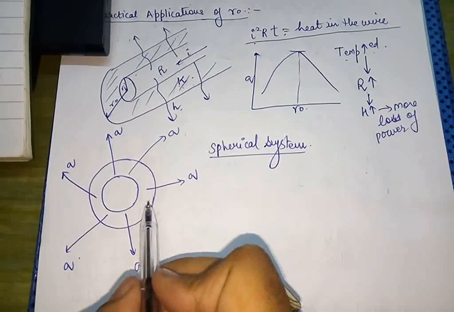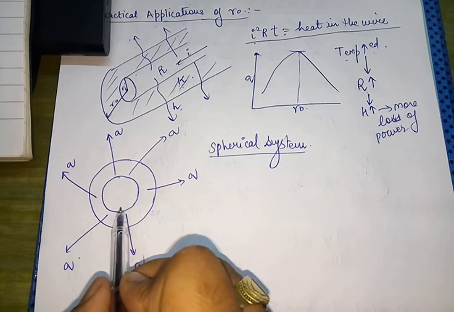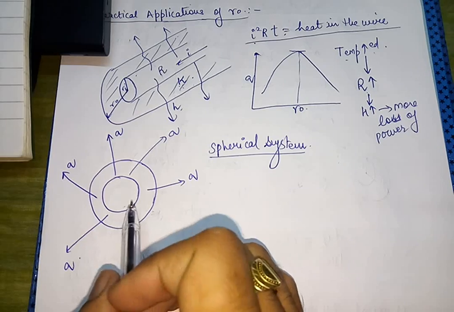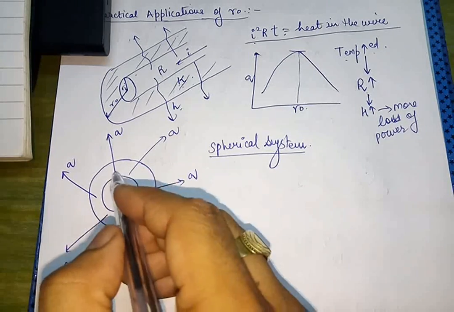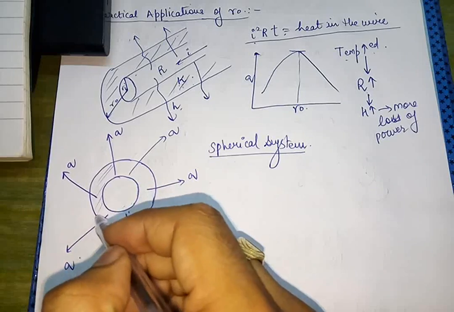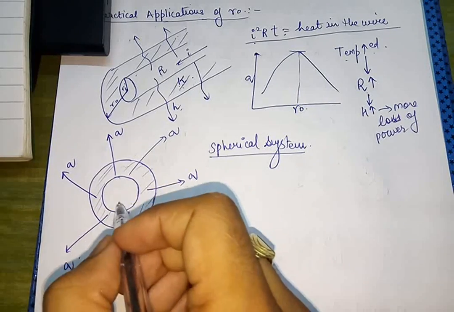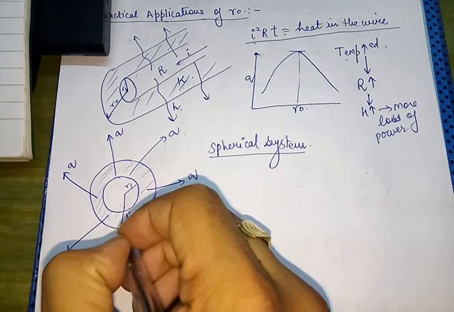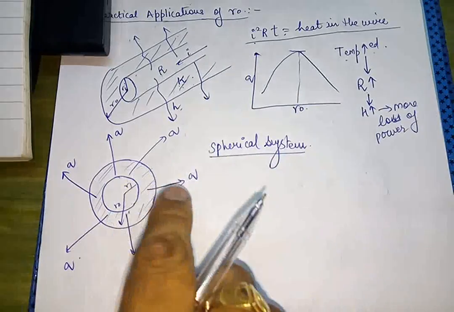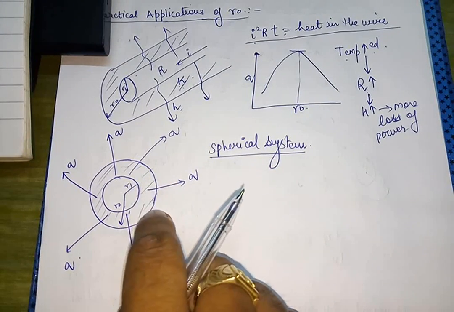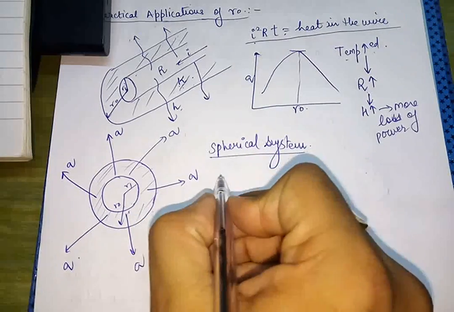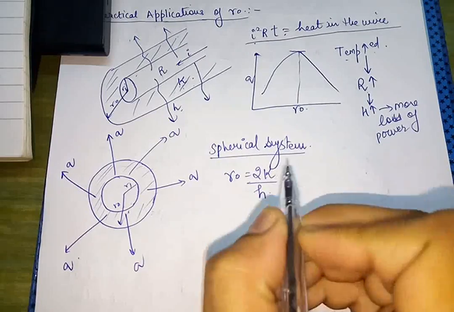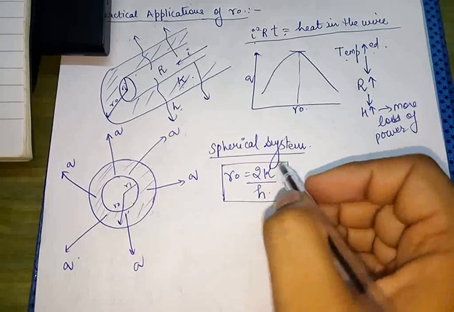Now let us talk about the critical radius of insulation in the case of spherical systems. Previously we discussed cylindrical systems, now we will discuss the spherical system, such that this is the insulation wrapped around the inside sphere, with inner radius R1 and outer radius R0. If we write the equation of heat transfer for this case and differentiate it with respect to R0, we will observe that R0 equals 2k upon H.